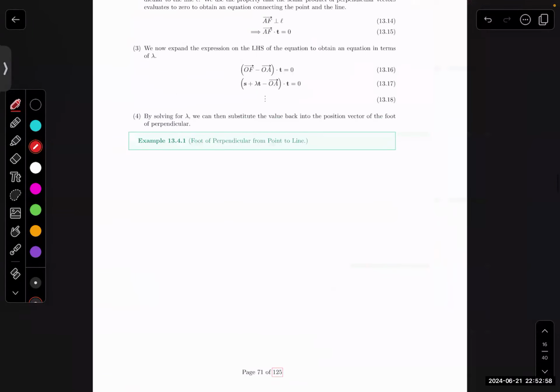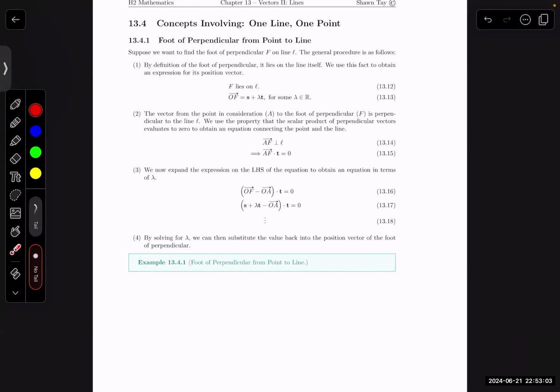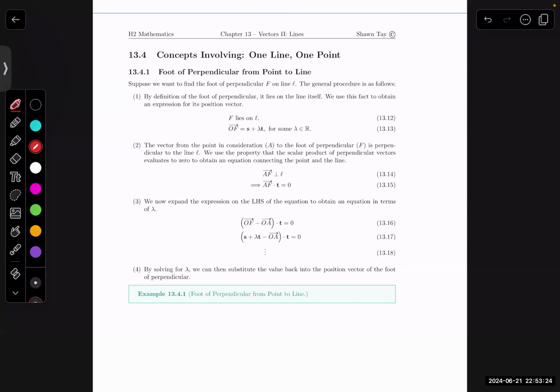Forgot to make the box. There's no space. Anyway, foot of perpendicular. I would say that of all the possible things you can solve for in vectors, lines, and planes, the most difficult is foot of perpendicular. And it's the one where you need to remember the steps. So please memorize this recipe. This one you must really memorize. This is the unfortunate part that you have to memorize.